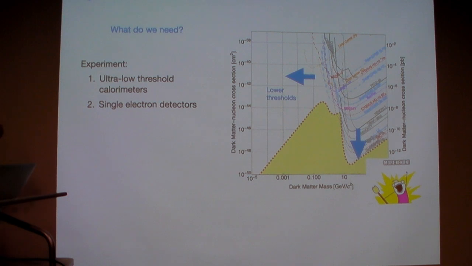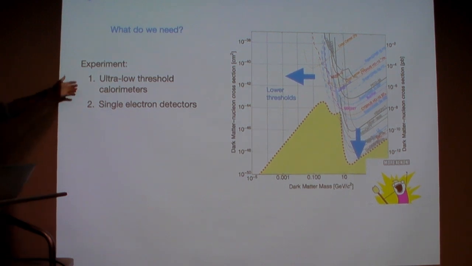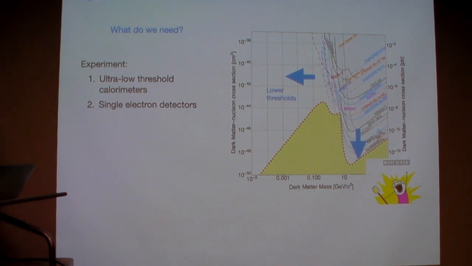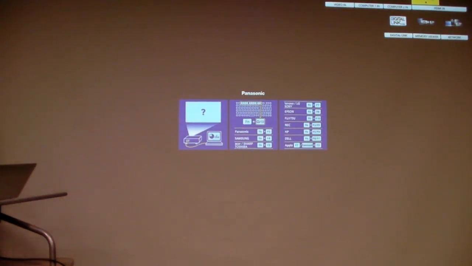So you're looking for a very small detector with either a very low threshold, like a calorimeter, where you can detect very small energy depositions, or you're trying to look for individual electron recoils. So you're just counting the number of electrons.